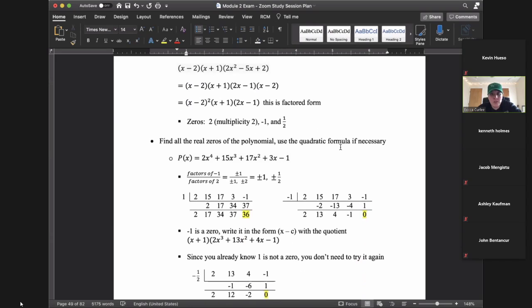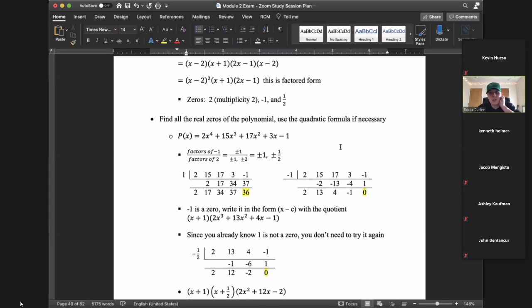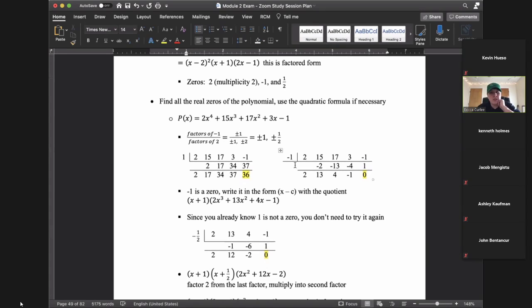Find all the real zeros of the polynomial, use the quadratic formula if necessary. So this is one that doesn't really factor easily. But same thing, we're going to take the factors of the constant term over the factors of the leading coefficient. So we know that our possible roots are going to be plus or minus 1, plus or minus 1/2. So we're going to just start trying them with 1. We see 1 gives us way too high of a remainder.